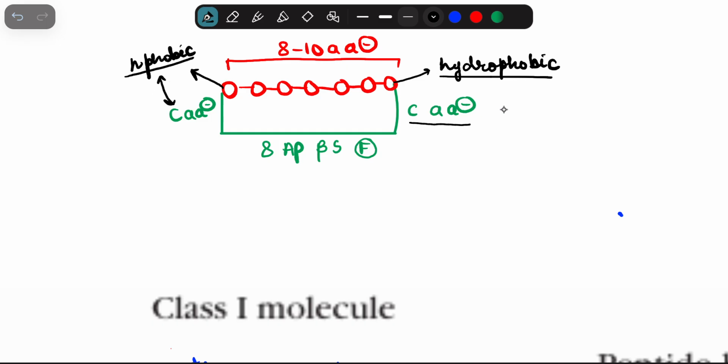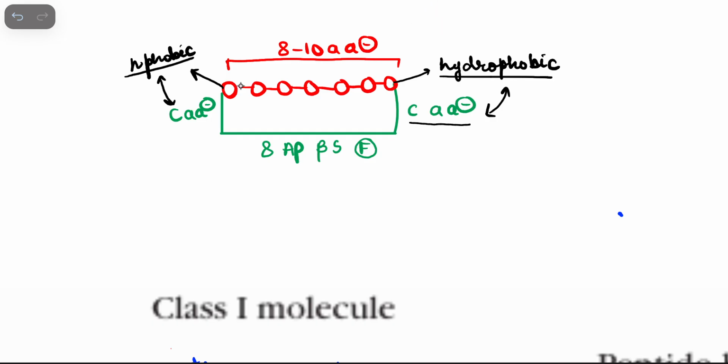So please remember that when we talk about the cleft of class 1 MHC molecule, the antigen which we are trying to show here, the antigenic peptide, is linked to the entire cleft only by two important amino acids, that is the first amino acid of that peptide and the last amino acid of that peptide.